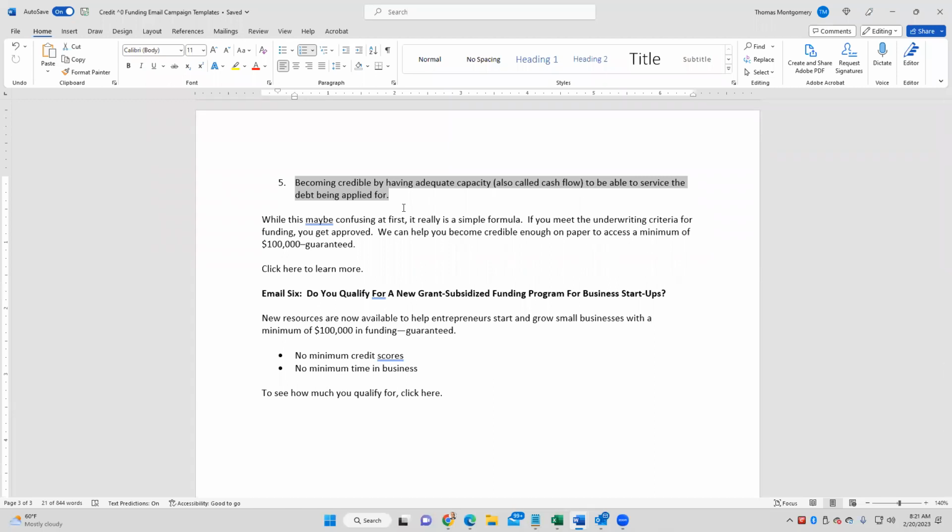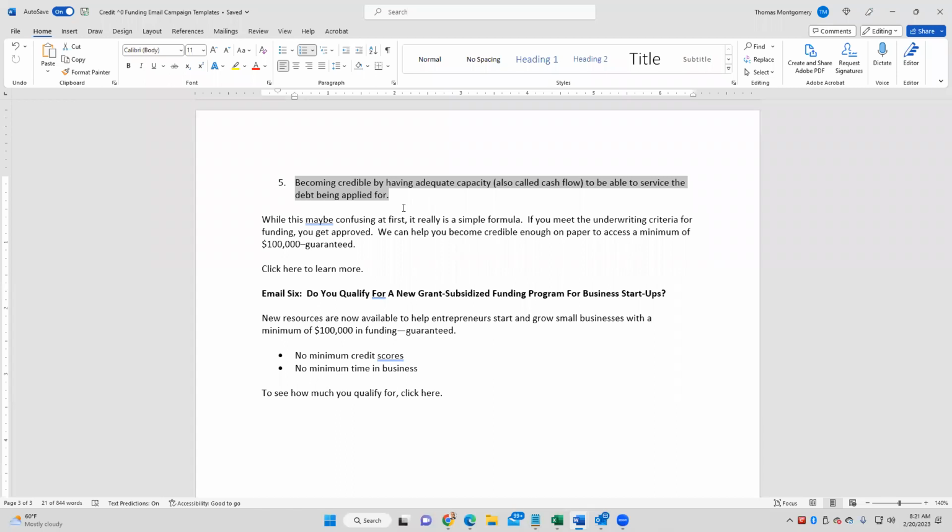Well, of course, the 3 C's come into play here, but right now we're talking about capacity, because if you can't have demonstrated cash flow to be able to service the debt, then they're probably not going to want to loan you the money. So what do we need to do? Well, there are some sources of capital, some sources of funding that accept self-reported cash flow. So that way we wouldn't have to have it documented.